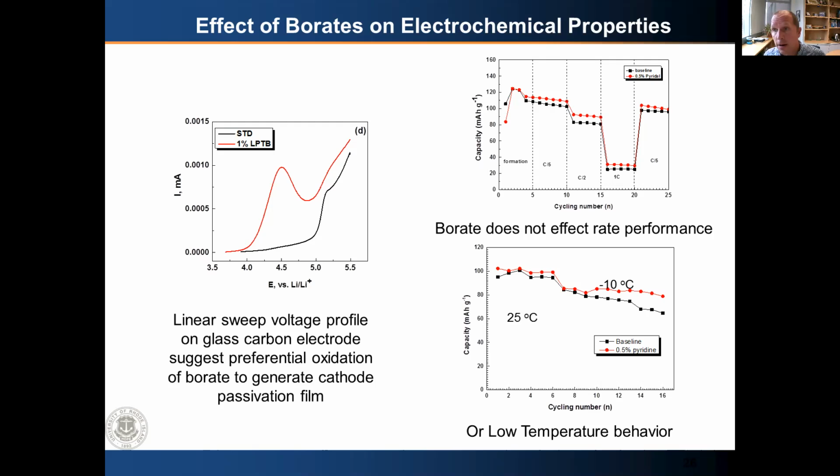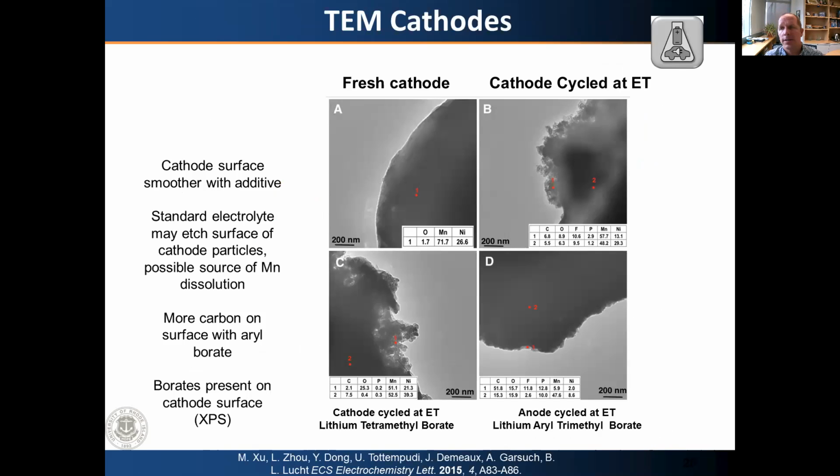We're wanting to sacrificially oxidize these cathode materials on the surface, the electrolyte additives on the surface of the cathode, to result in a passivation film. And what we see once again is there's really no change in the overall rate performance, and no change in the low temperature performance of the materials. So if we take the cells apart after cycling, what we can see is very similar to what we observed for the LiBOB.